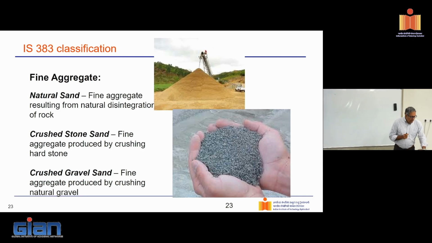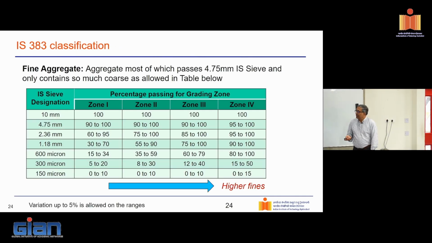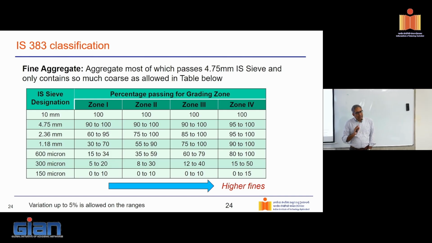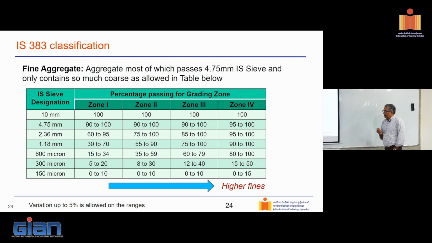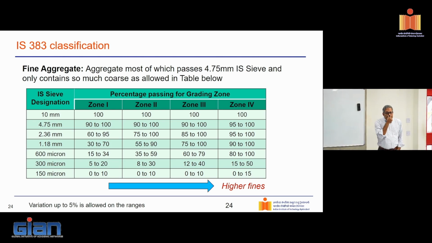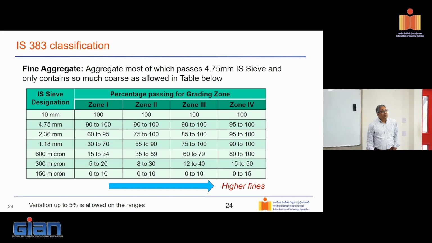Now, when it comes to fine aggregate, this is how 383 deals with it. We actually put it into zones. Now, the question is, why put it into zones? Why not deal with it like we did with coarse aggregate? Why not just have one master curve which says, if it passes this, then it is well graded? The reason for this is that a lot of times when it comes to finer size particles, it's very difficult to precisely control the size distribution.